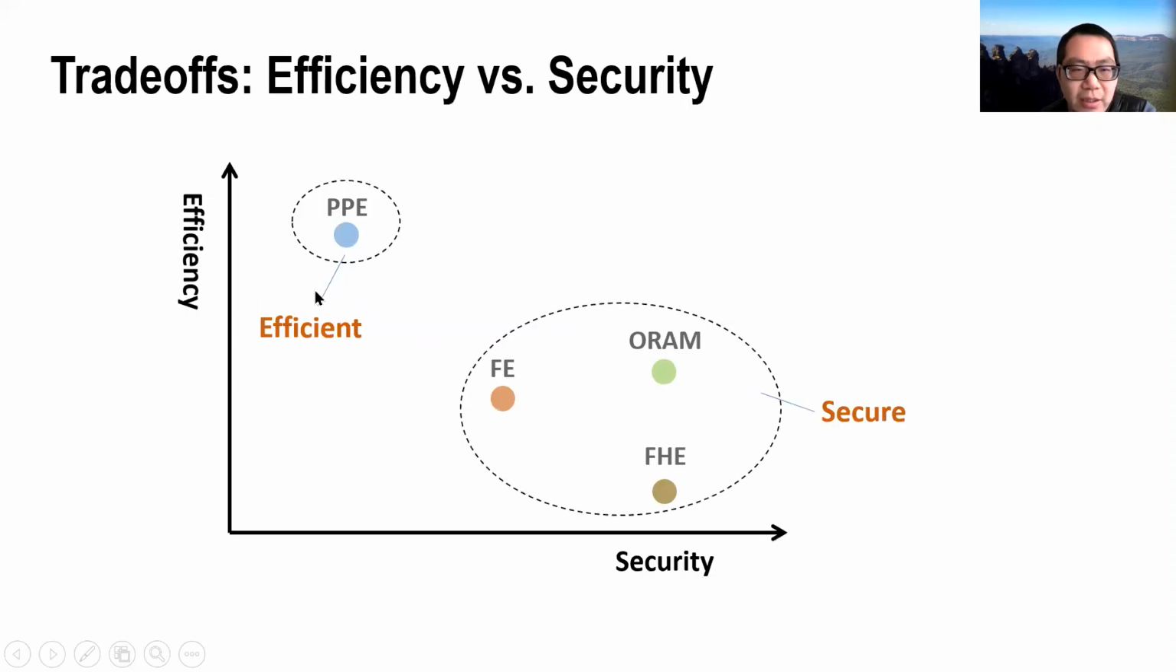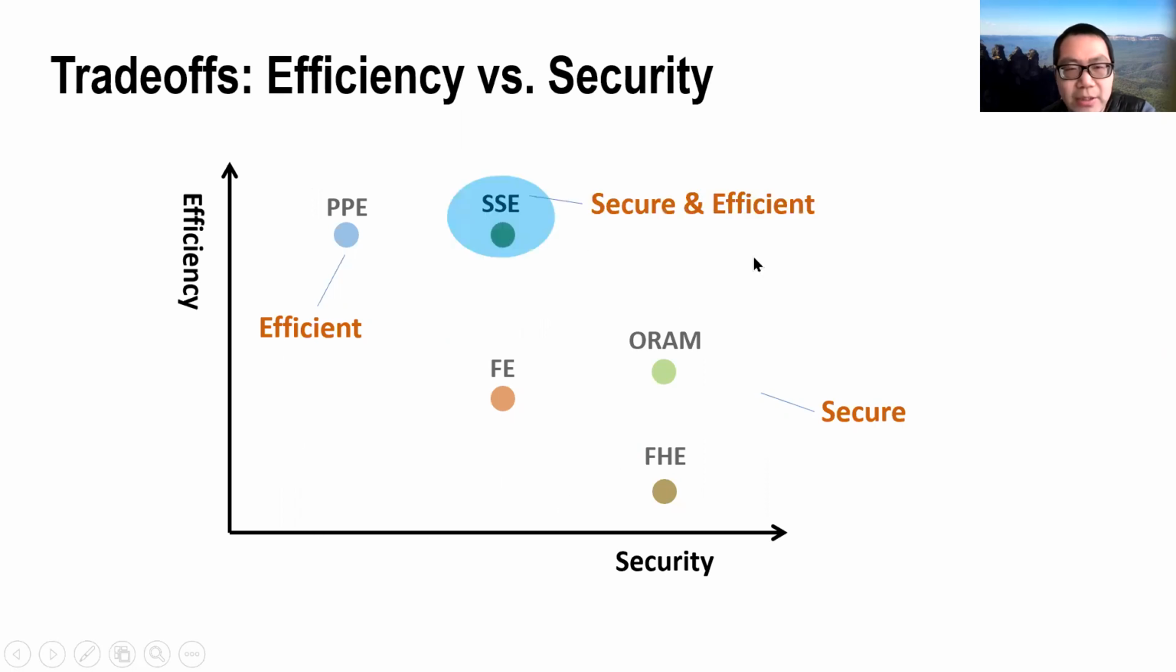Among them, the property-preserving encryption-based solution is very efficient, but leaks much information. In contrast, the fully homomorphic encryption-based solution or ORAM-based solution leaks less information, but is not practical. Different from them, symmetric searchable encryption achieves a good trade-off between efficiency and security. This is what we focus on in this talk. By the way, in this talk, we only focus on symmetric searchable encryption with a single keyword search.